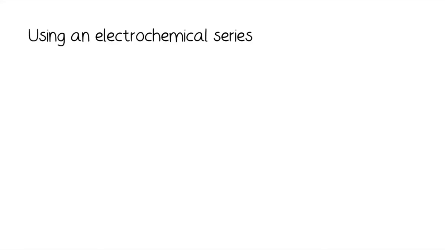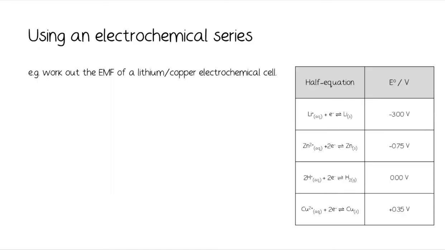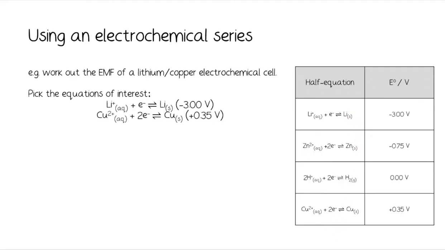So let's try an example. Work out the EMF of a lithium-copper electrochemical cell. And here's the electrochemical series as well. Give this question a try, and then press play when you want to see the solution. There's lithium in this, so we want to pick out the lithium equation, and there's copper, so we're going to pick out this copper equation. And I've put the electrode potentials next to them as well. We need to now decide which one's oxidized and which one's reduced, and then rewrite them.